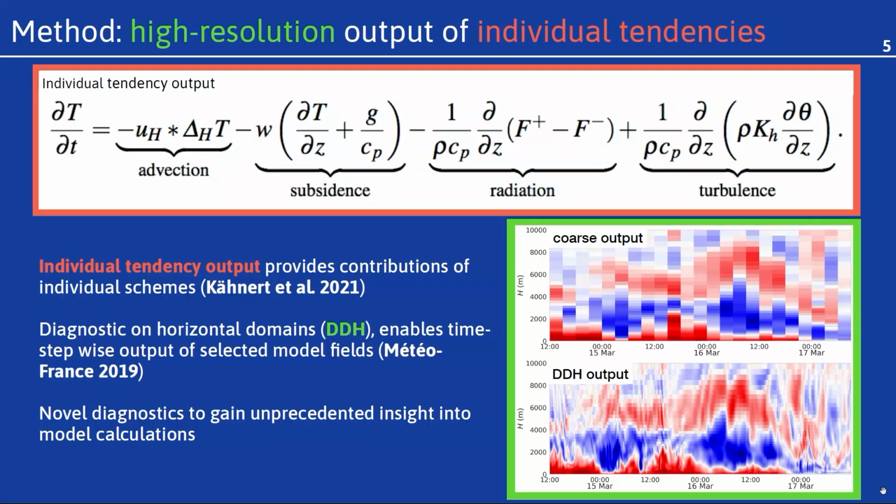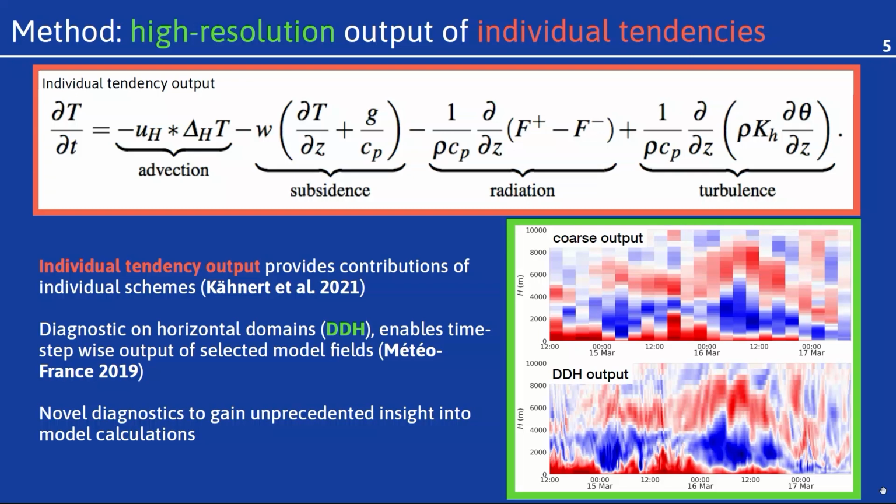For example, here on top, you can see an example for a model level during the dry stable boundary layer, and you can see that temperature can change due to advection, subsidence, radiation, or turbulence. The latter two are represented by physical schemes, the first two by the dynamical core.